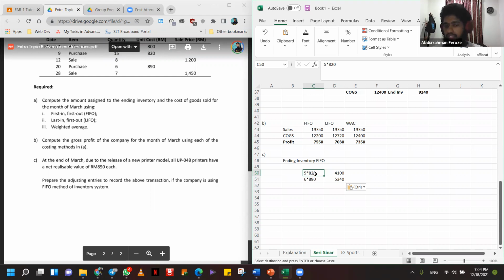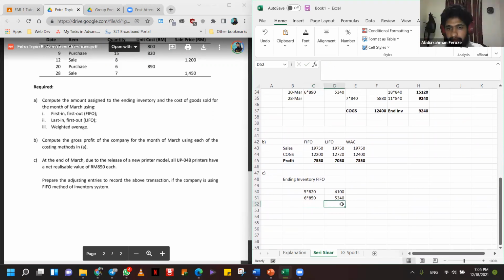So for these 5 printers, the cost is 820 and the net realizable value is 850. We will use 820 to calculate the value of these 5 in the ending inventory. For the other 6, the cost is 890 and the net realizable value is 850. So here we use the lower of the two, 850.